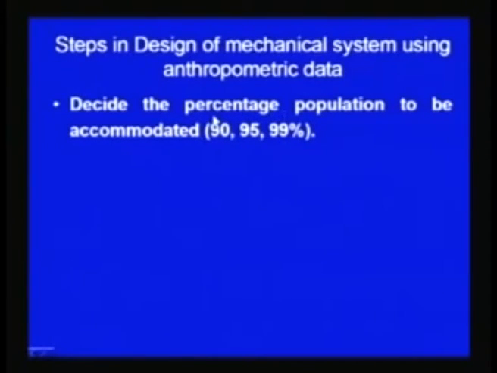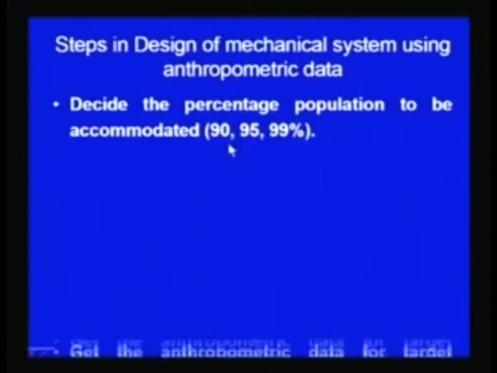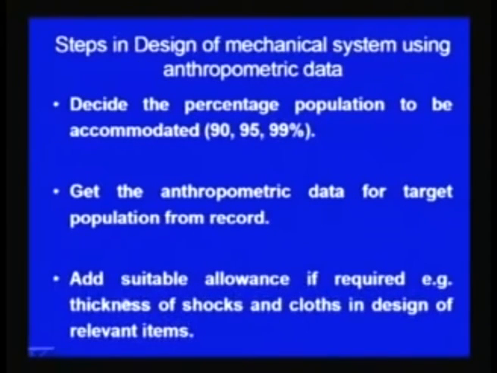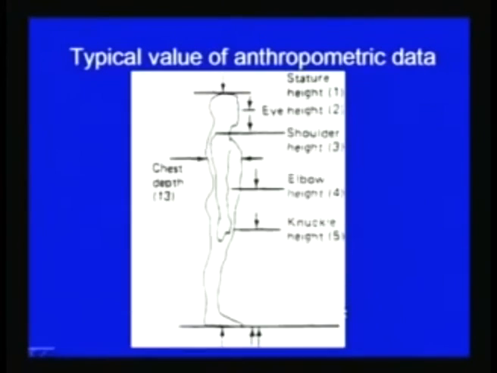For designing the mechanical systems, we need to identify what percentage of the population will be accommodated and covered by the given engineering design. We have to take a suitable decision whether it will be 90, 95 or 99%. We get the anthropometric data for the targeted population from the record and add suitable allowances as per needs, for example, thickness of socks or clothes in the design of the relevant items. Now the typical anthropometric data which is taken from the record for design purposes.